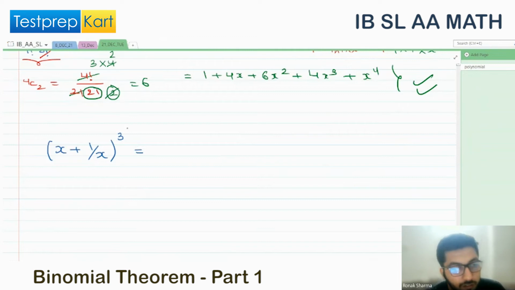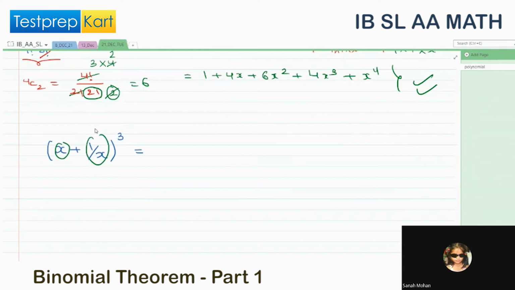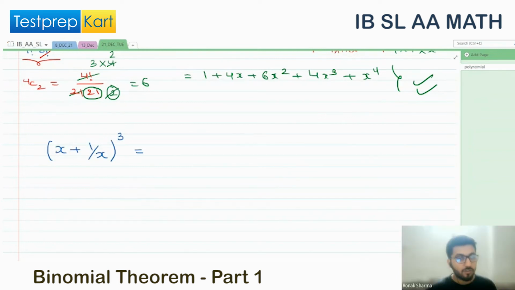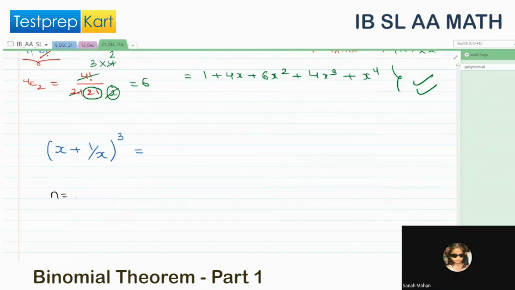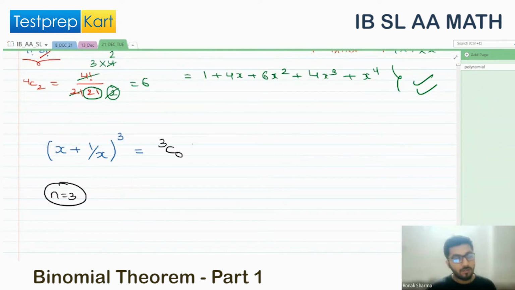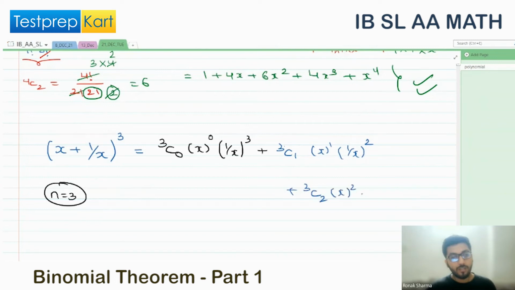Come on, give me the expansion of this. Don't worry, just take this as one term and this as another term. Let me write it down so that you don't get confused. So what will be the expansion? n is 3 here. So 3C0 x power 0 1 by x power 3. Then after the first term, just keep increasing the power of the first and decreasing the power of the second. So x power 1, and 1 by x power 2. Then 3C2, x square and 1 by x power 1. Then 3C3, x cube into 1 by x power 0.